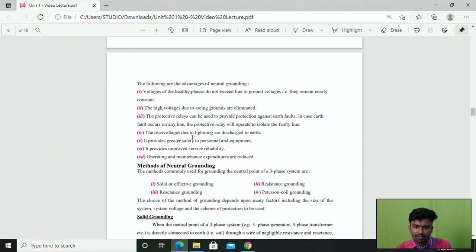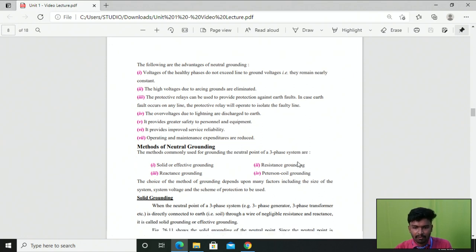And then protective relays can be used to provide protection against earth faults. In case of an earth fault on any of the lines, the protective relay will operate to isolate the faulty line, right? And then it provides improved service reliability, and greater safety to the personnel and equipment. So these are all the advantages of neutral earthing.